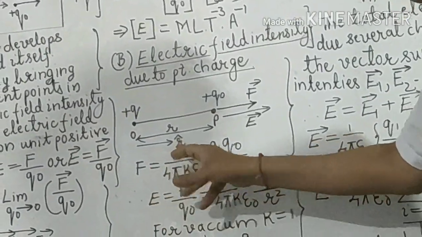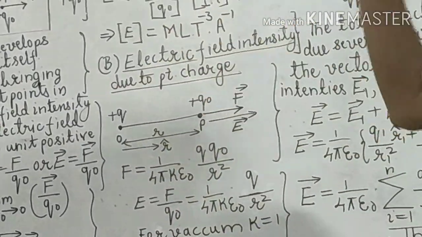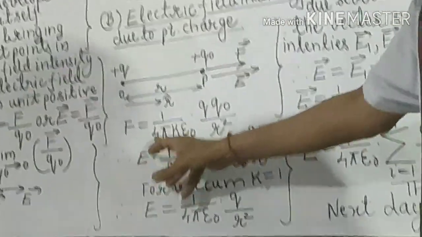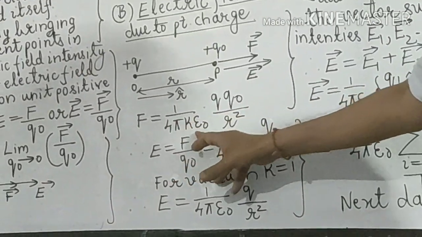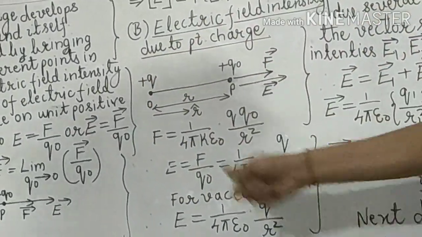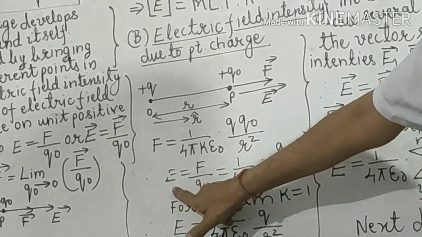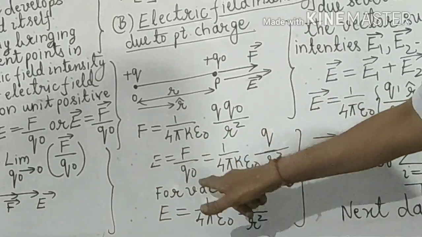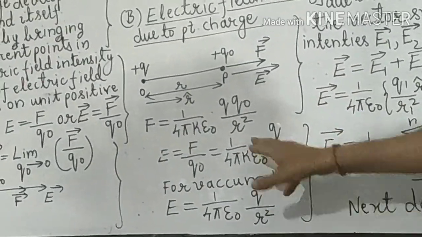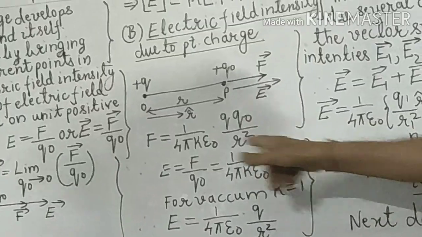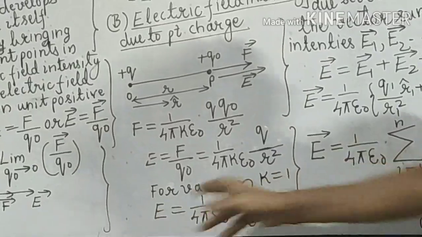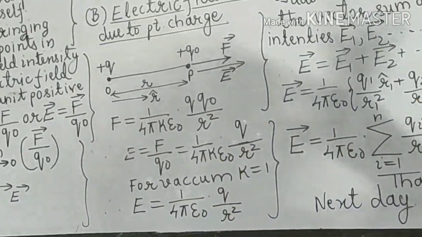The medium in which they are kept is a medium whose dielectric constant is K. So F is equal to 1 upon 4 pi K epsilon naught Q Q naught upon R square. This is the Coulombian force. Now I will apply the definition of E, which is E is equal to F upon Q naught. I will substitute this value like this. So the Q naught will vanish, and this is the scalar formula of E. For vacuum K is 1, so put K as 1, E is equal to this much.